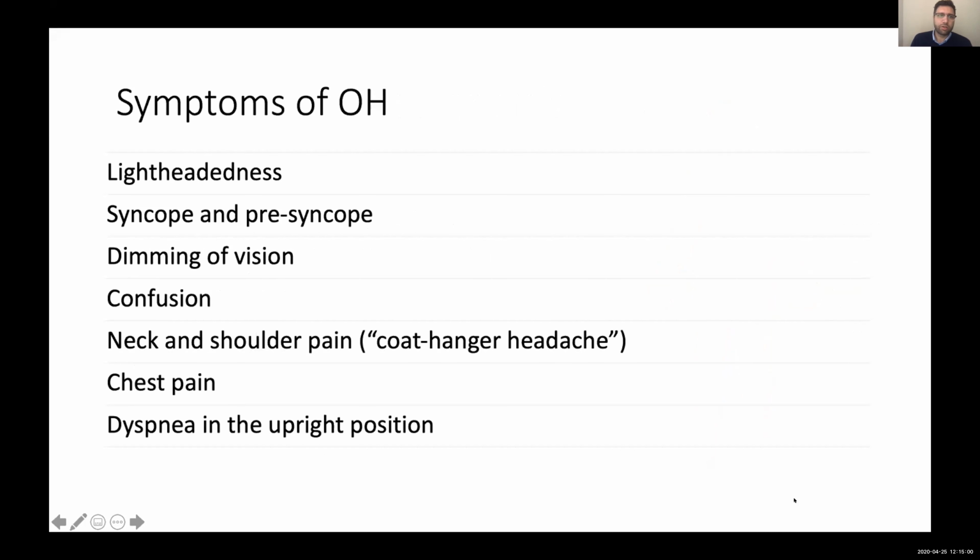Symptoms of orthostatic hypotension can sometimes be very clear. People stand up and feel lightheaded and faint. That is a good indication that their blood pressure is probably dropping when they're standing up. But sometimes there are symptoms where it's difficult to say for sure that this is orthostatic hypotension, such as confusion. The patient gets confused when they stand up. The vision gets dimming. They get a pain in their neck and shoulder when they stand up as well. Sometimes they may have shortness of breath and chest pain as a result of the drop in blood pressure when standing up.